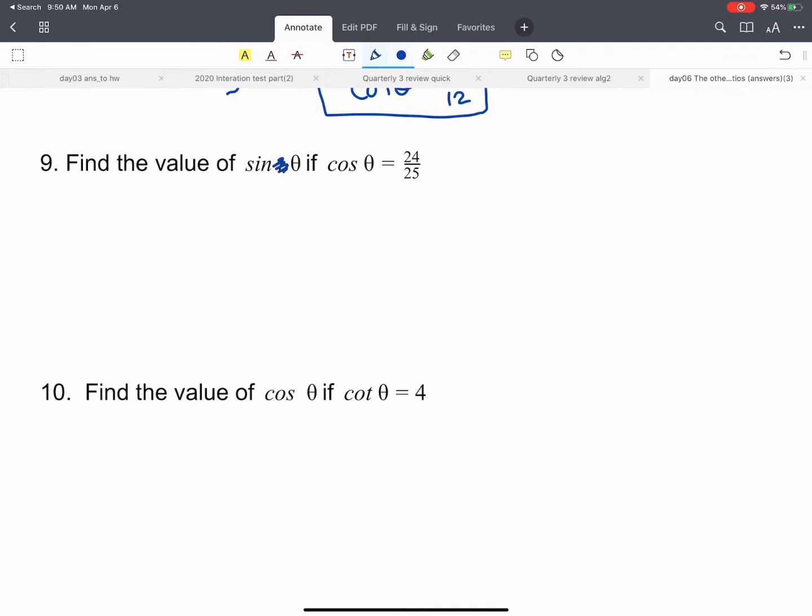Find the value of sine theta if cosine theta is 24 over 25. Again, these are clearly not reciprocals of each other, sine and cosine. So you know cosine is adjacent over hypotenuse. I'll put my little theta on the bottom. The hypotenuse is 25. The adjacent is right next to it, so it's 24 on the bottom there. And you can figure out the missing side.